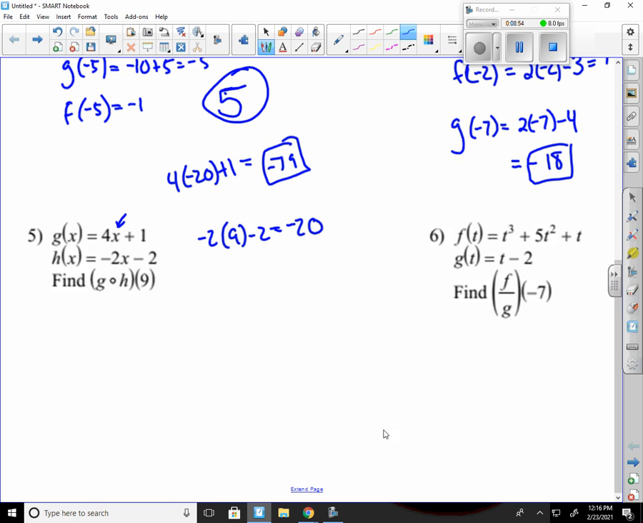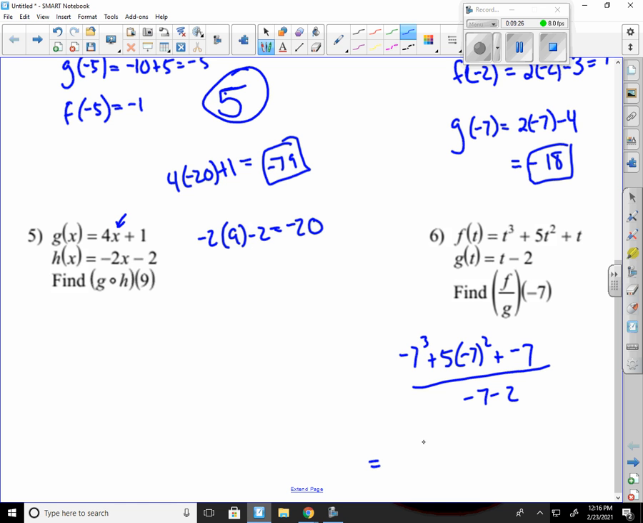All right, number 6. So now I have f divided by g of negative 7. For this one, I can plug a negative 7 into both. That's negative 7 to the third power plus 5 times negative 7 squared plus negative 7 over negative 7 minus 2.